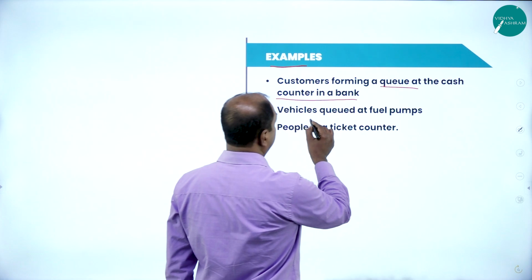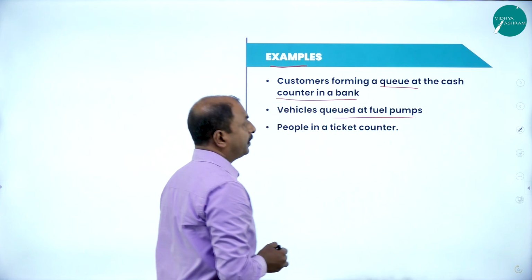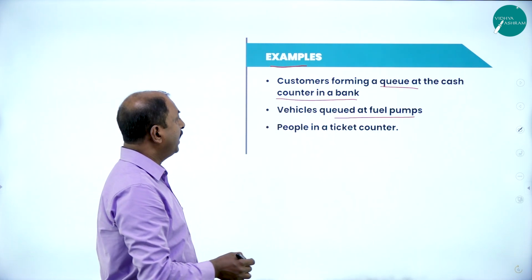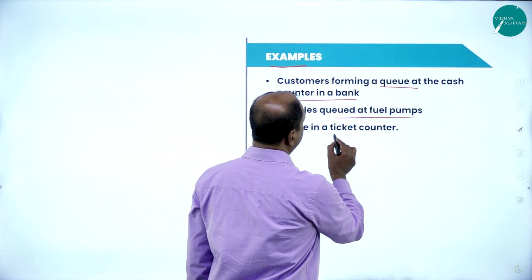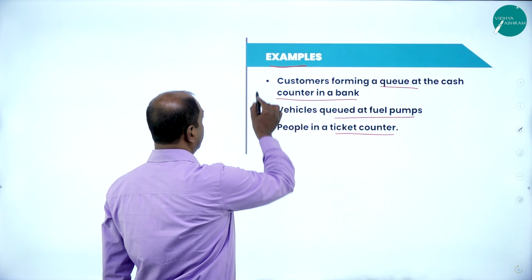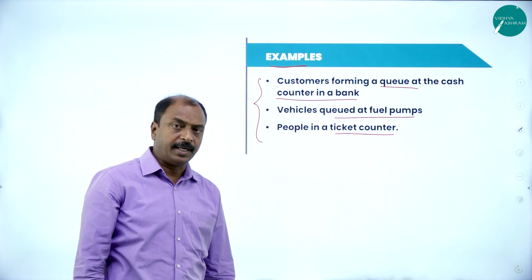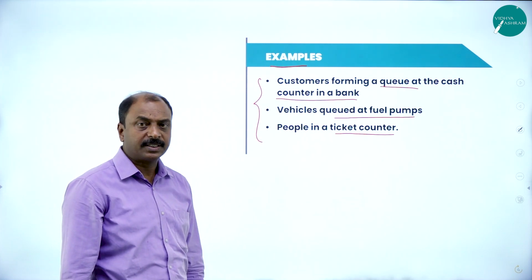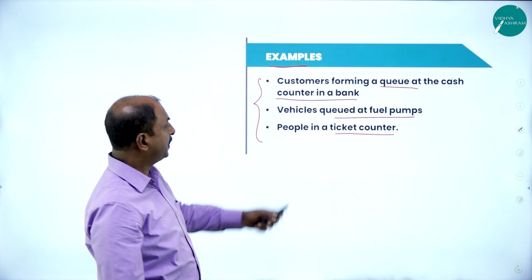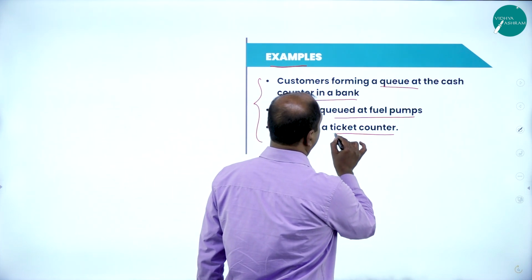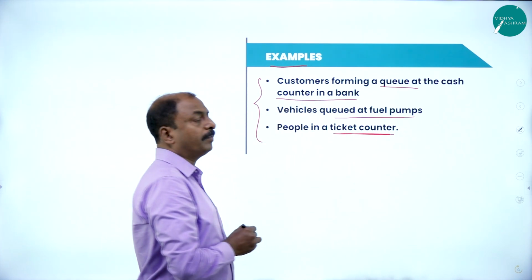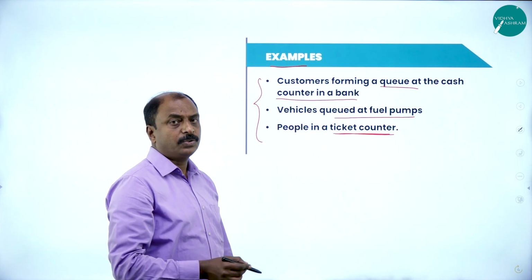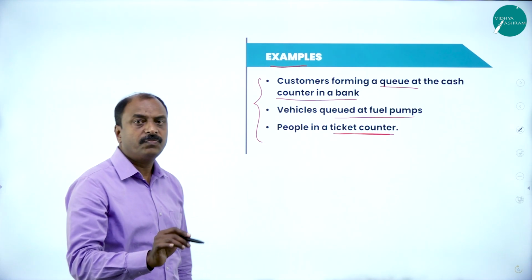Another example is vehicles queued at the fuel pump or petrol pumps, and again, people at a ticket counter. These are things we come across in our day-to-day life. These are all simple examples for a queue data structure. If you observe this, whoever is first at the ticket counter will be the one to come out of the queue. That is the concept of first in, first out.